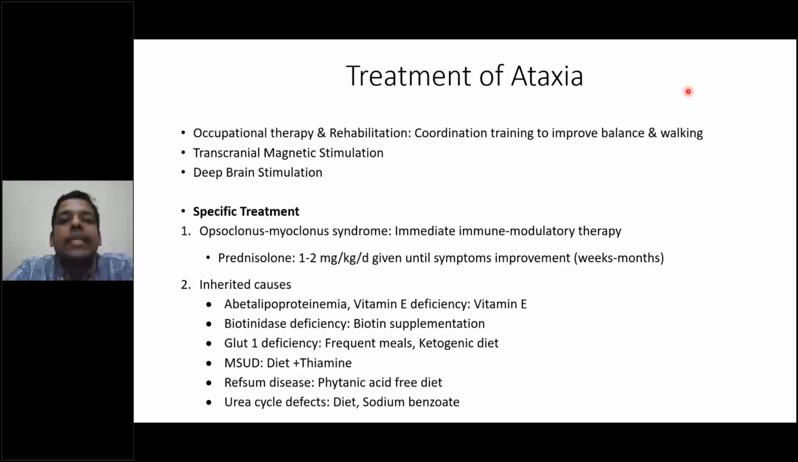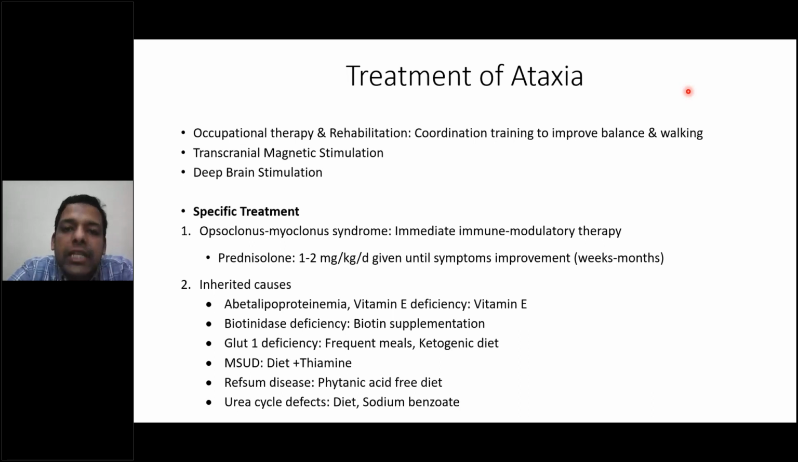Let us quickly discuss the treatment of ataxia. The most important part in the treatment of ataxia is occupational therapy and rehabilitation. Through this, we can help in the coordination training of the patient so that the patient is better able to balance and walk. Investigative or less commonly used treatments are transcranial magnetic stimulation and deep brain stimulation.